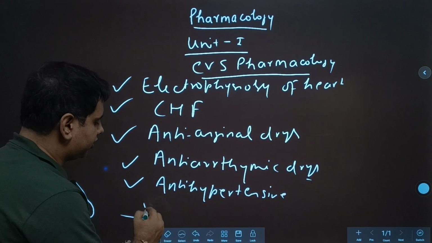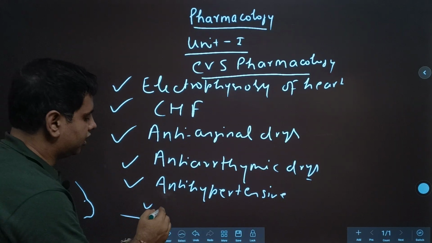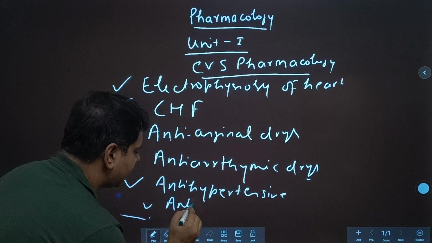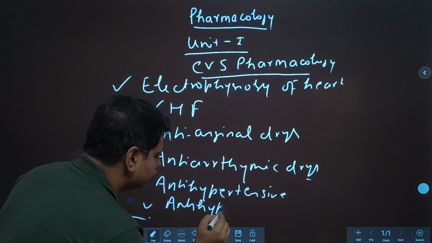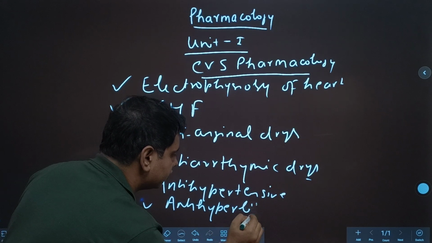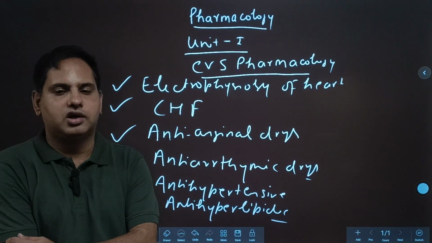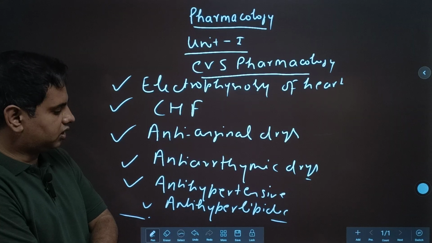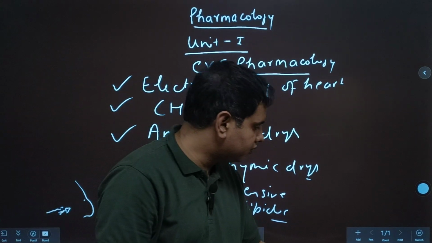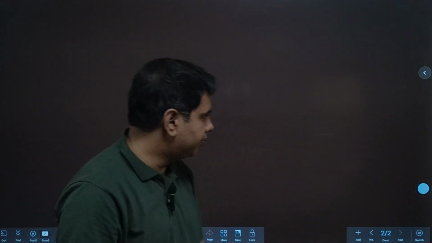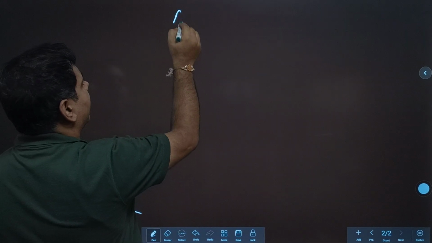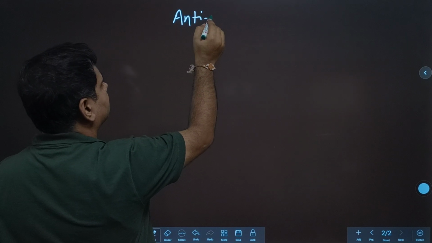Today this is the last topic under cardiovascular pharmacology unit 1, that is the antihyperlipidemic drugs, which are used in the management of hyperlipidemia. So today we are going to discuss the drugs which are used in the management of lipids, the antihyperlipidemic drugs.